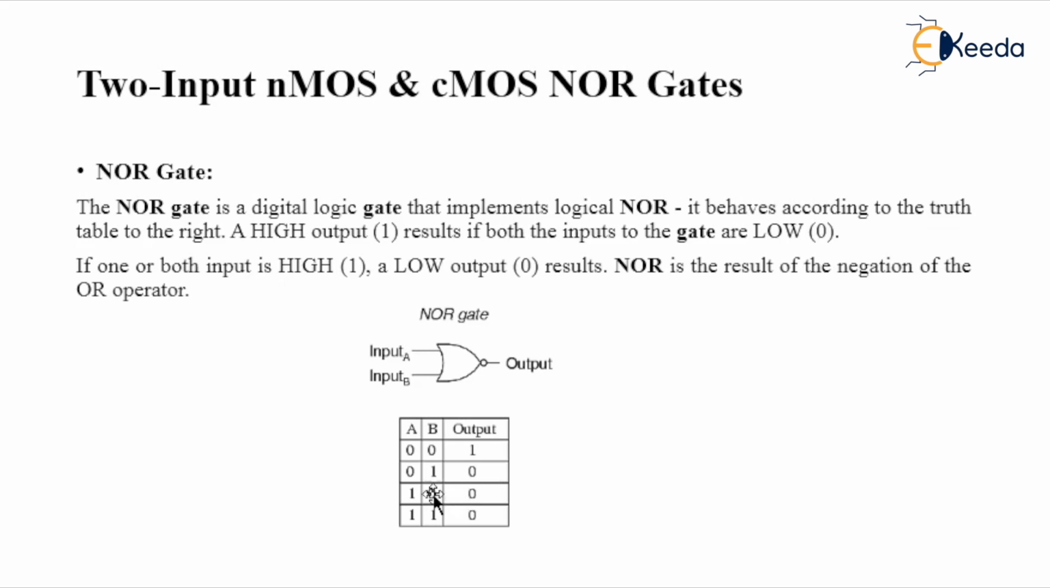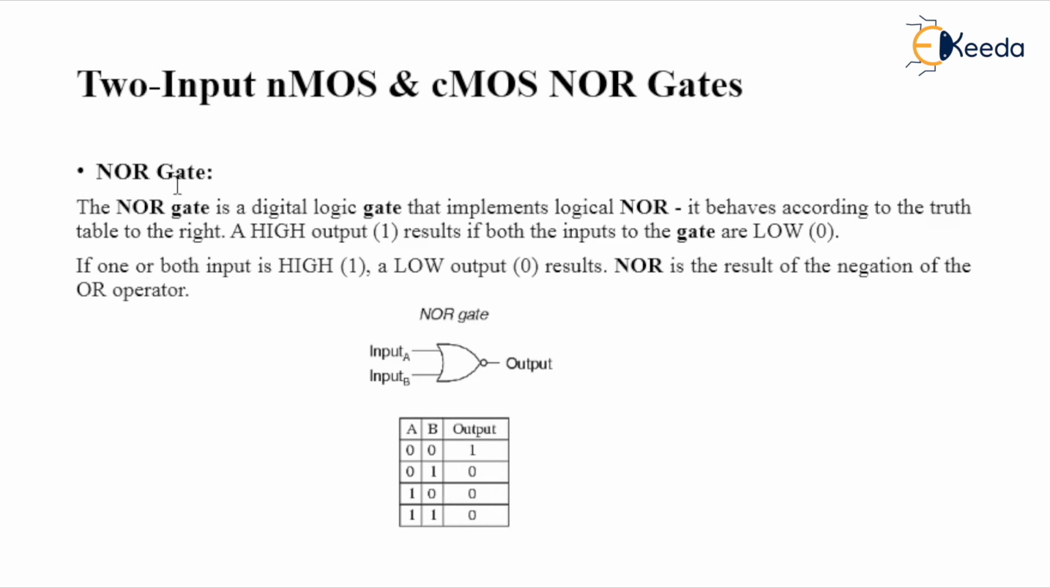So if any one of the inputs is high, or if both the inputs are high, the output will be low. I repeat, when both the inputs are at zero potential, the output will be high. If any one of the inputs is high or both the inputs are high, the output will be zero. So this is all about the truth table and the explanation part of the NOR gate.